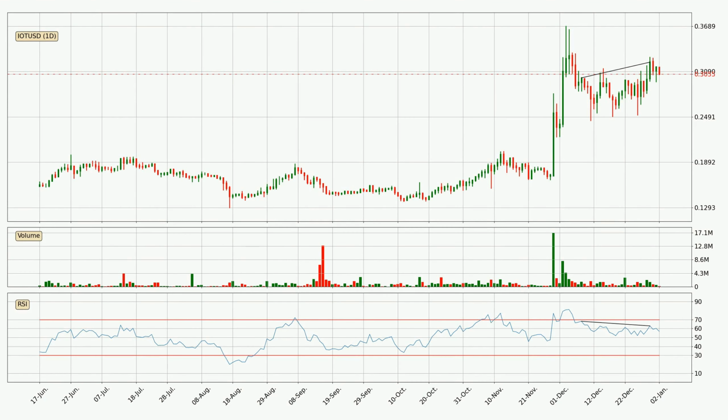Looking for divergence in the daily time frame, owing to a bearish divergence, the price could go down from now on, or at least remain stable for the time being.